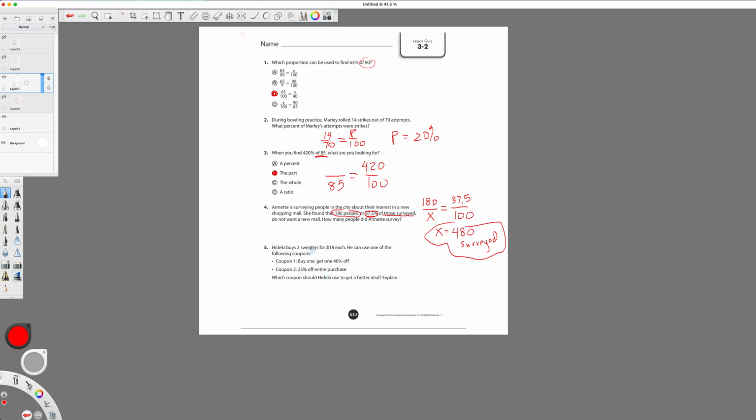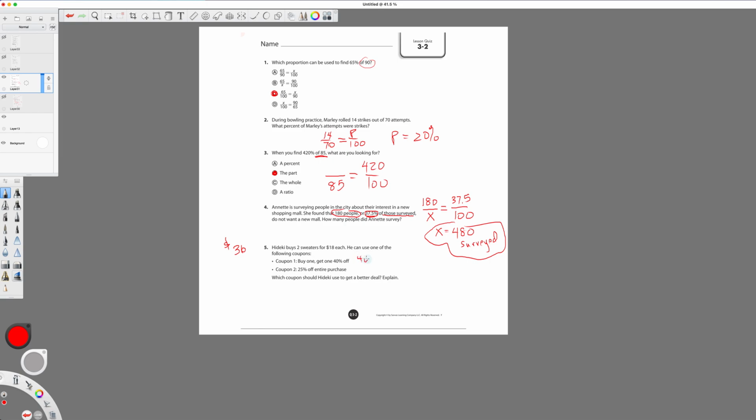Number five. This one's different ways you can do it. The fastest way to do this question on number five is to just see which one saves you the most amount of money. Saving you the most money is the better deal. So if Hideki is buying 2 sweaters for 18 bucks a piece, normally that'd be $36. However, he can use one of the coupons. He could buy the first one for 18 and then get 40% off that second one.